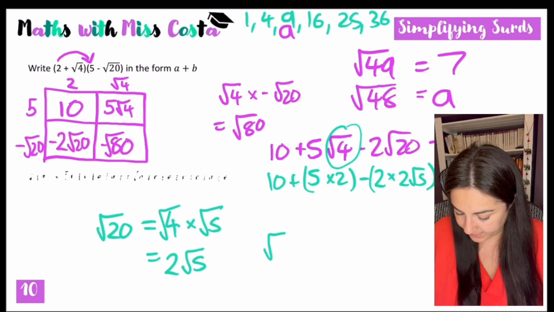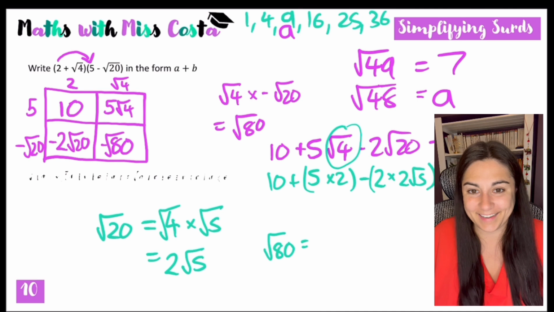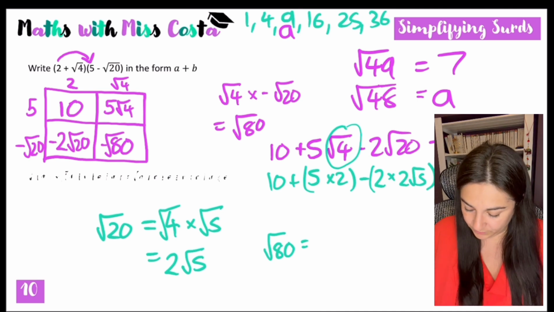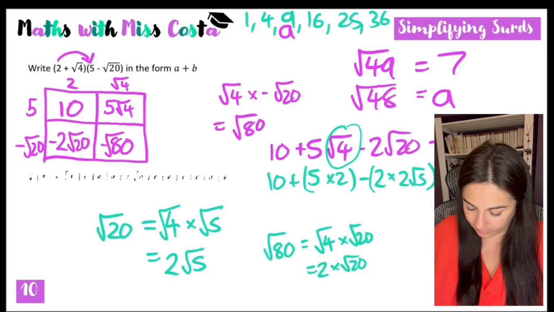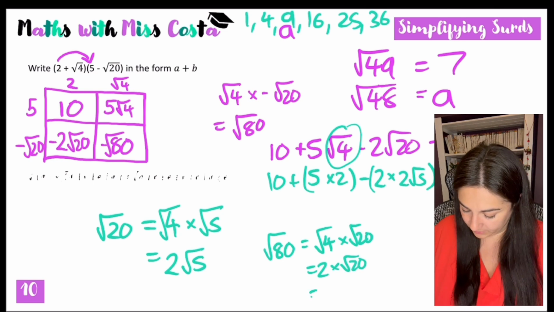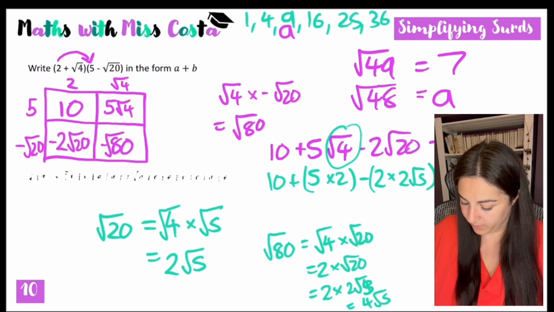And then what about root 80? Let's have a go at that. What's the largest square number that could fit into 80? It's 16, but if you didn't know that, let's try it the easy way. I could split that into root 4 times root 20, which gives me 2 times root 20. And I figured out that root 20 is 2 root 5. So that gives me 2 times 2 root 5, which is 4 root 5. So root 80 can be expressed as 4 root 5.